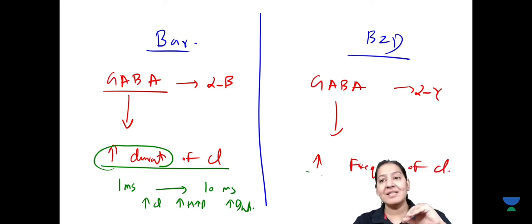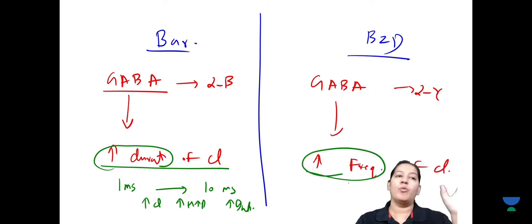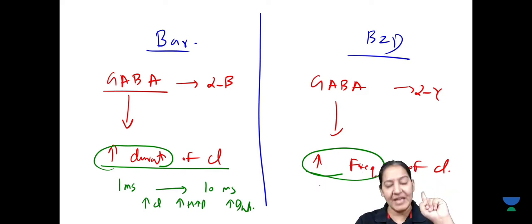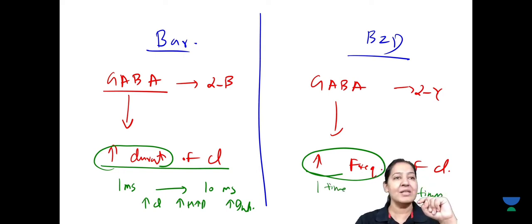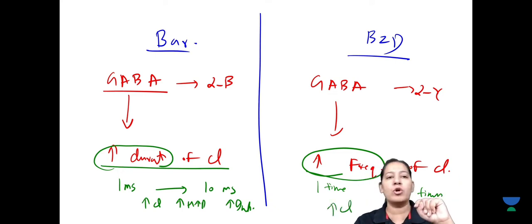Benzodiazepine increases the frequency of chloride channel opening, not the duration. It is still opening for 1 millisecond. But initially it is opening only one time in 1 second, once per second. But now it is opening 10 times in 1 second. So it is increasing the frequency. So ultimately again more chloride, more hyperpolarization, more inhibition.